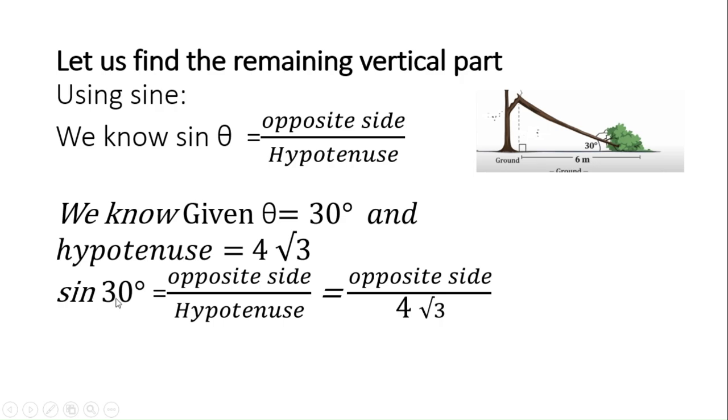So sine 30 is equal to opposite side by hypotenuse. What is the hypotenuse? Sine 30 is equal to the opposite side to angle 30 by 4 into root 3, where 4 into root 3 is the hypotenuse. We have found it out in the previous step. So the opposite side is nothing but the vertical height of the tree that is remaining. That should be kept in mind all the time.